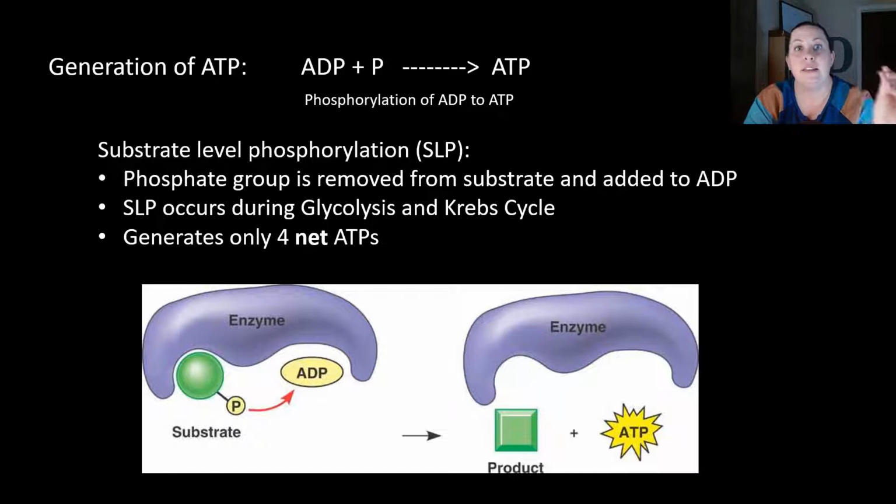So in this case, the substrate comes into the enzyme, it's going to break off the phosphate that's present, and it's going to add that phosphate to ADP. This can only generate about 4 ATP because we get 2 from the glycolysis step and we get 2 from the Krebs cycle. So guys, the Krebs cycle and glycolysis use substrate level phosphorylation, or SLP.